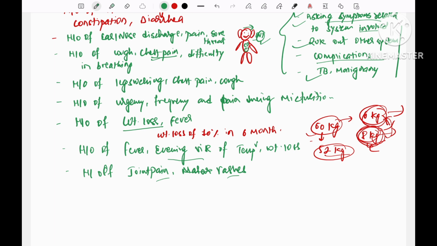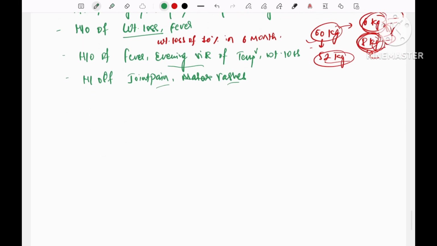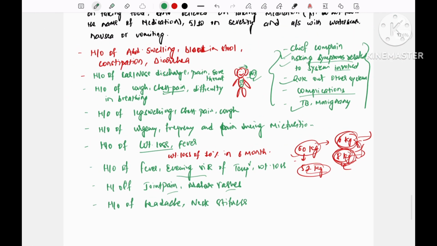Leg swelling, chest pain and cough are for the cardiac system, and cough, chest pain and difficulty in breathing are for the respiratory system. Okay, I forgot to mention the CNS. So for CNS, just ask if there is any history of headache, neck stiffness, to rule out meningitis.